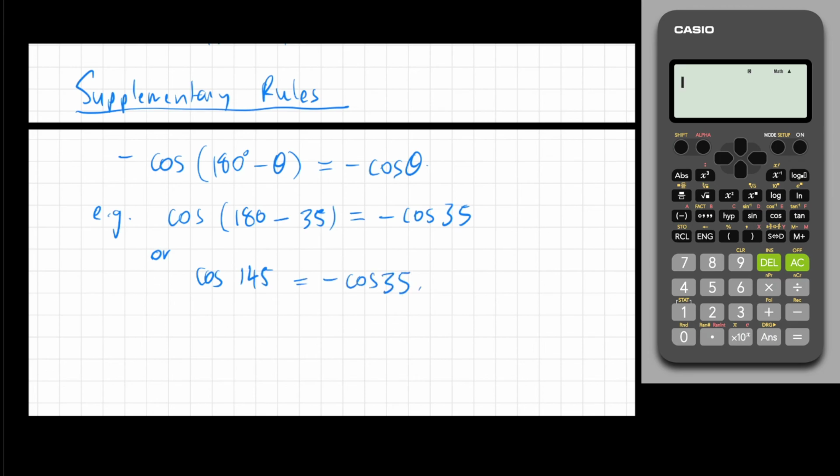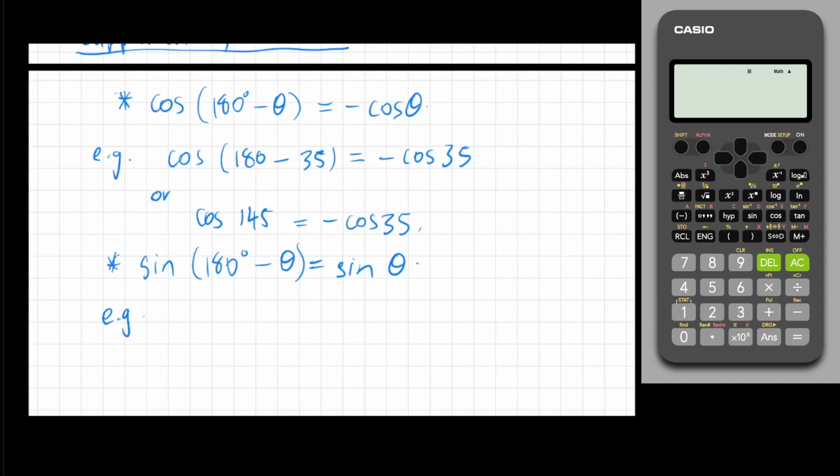The second rule is for the sine. So sine of 180 degrees minus theta is just equal to sine of whatever that angle was. So for example, we'll do the same one: sine of 180 minus 35 should be just equal to sine 35. So if you know what sine of 35 is, in other words, sine of 145 degrees is just going to be equal to sine of 35 degrees.